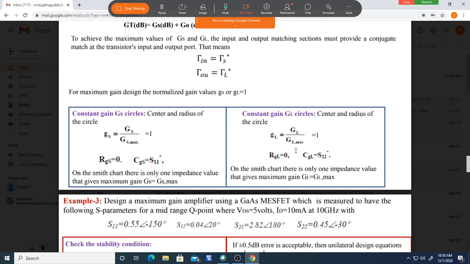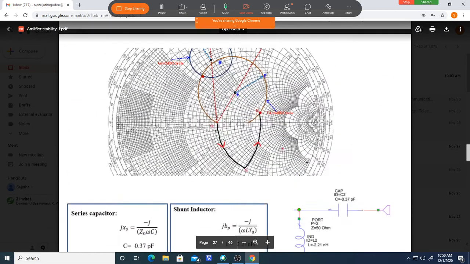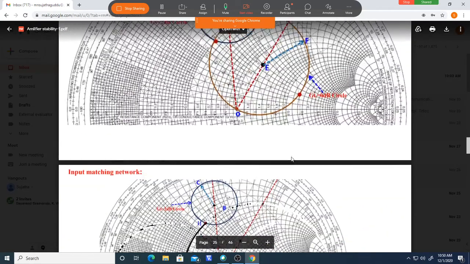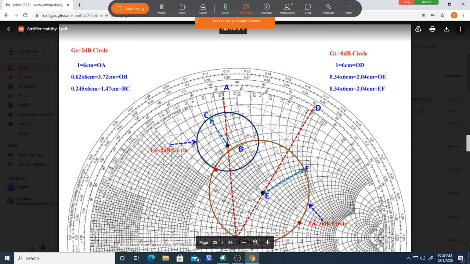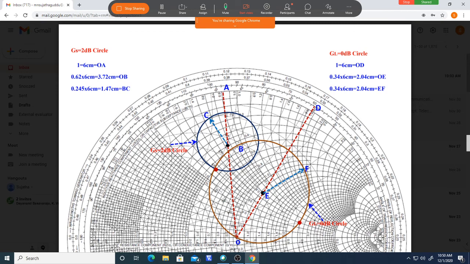For a high gain amplifier, there are many values over the circle, and we can take any one value over the circle.